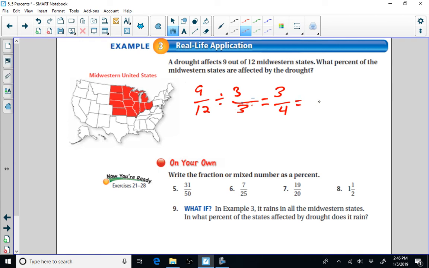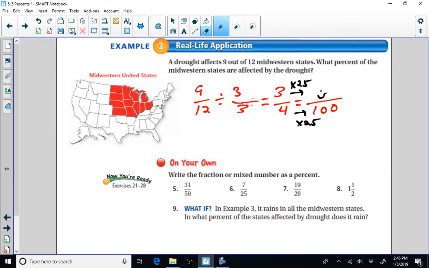But once I have 9 twelfths in its simplest form of 3 fourths, then I can make an equivalent ratio with a denominator of 100. 4 times 25 is 100. So to make an equivalent ratio, we'd have to multiply the numerator by the same amount. 3 times 25, right? Got to multiply that by 25. So 3 times 25 would be 75 out of 100. 75 out of 100 is the same as 75%.